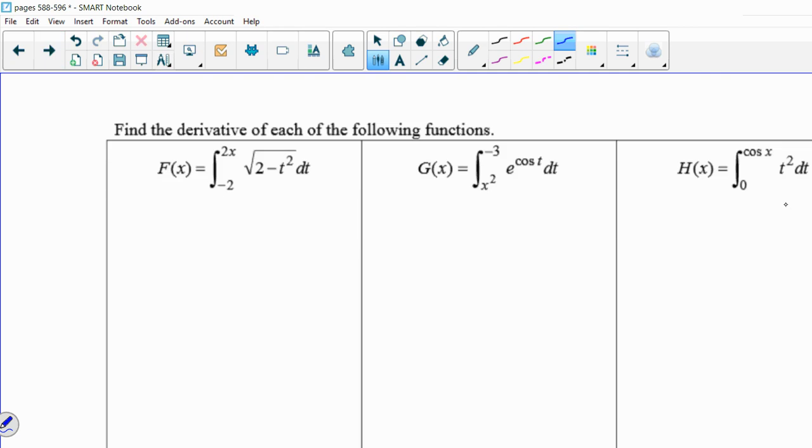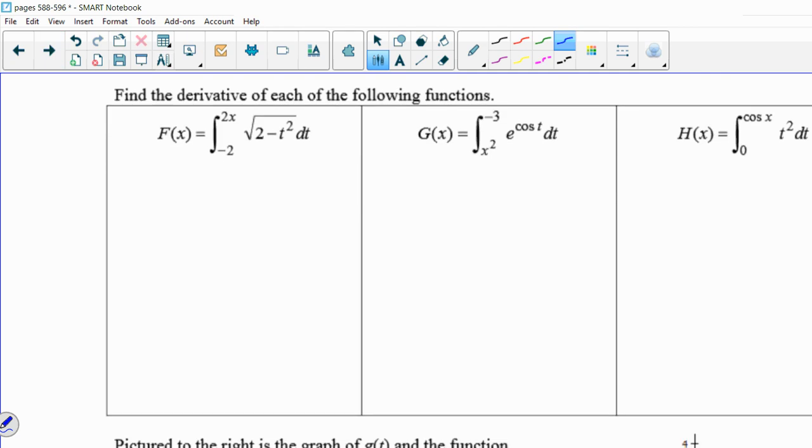Just some more practice with some little more complicated functions. Find the derivative of each of the following functions, F prime of x. That's a terrible x. I don't even know why it looks like that.